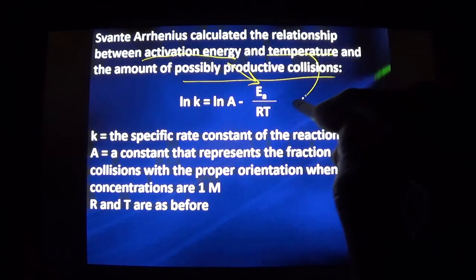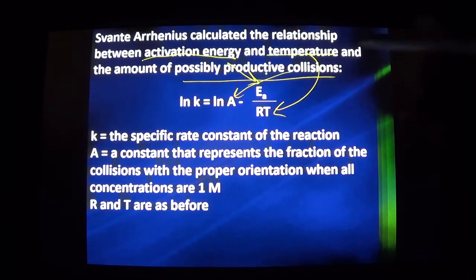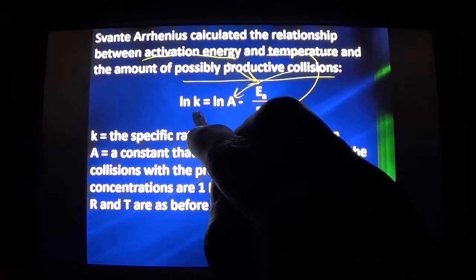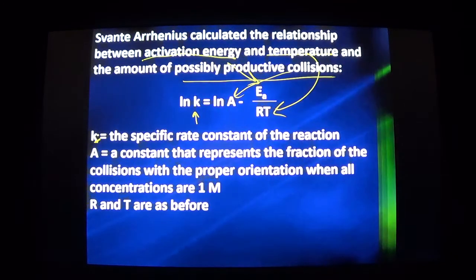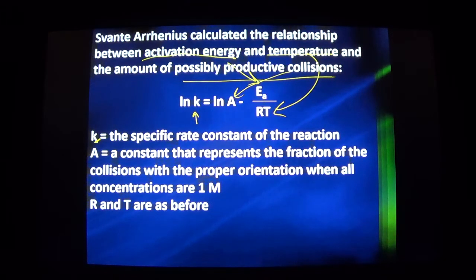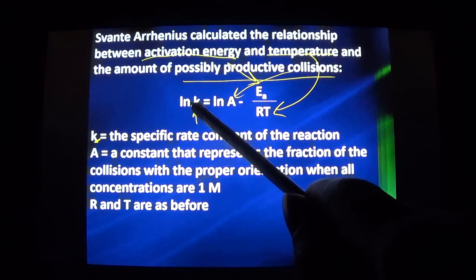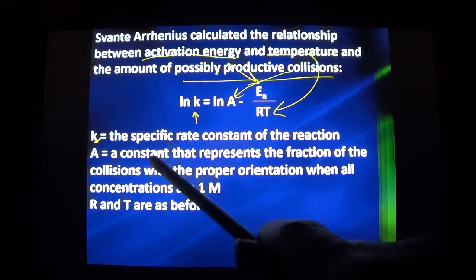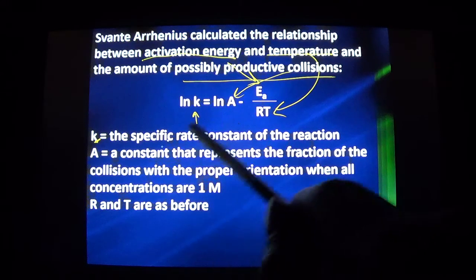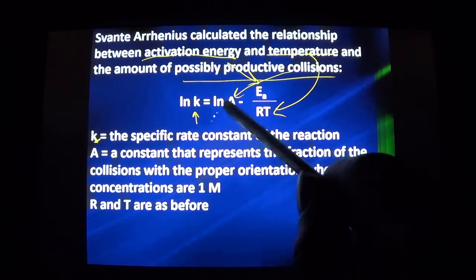Okay, so we have the temperature there, we have this possibly productive collisions going on there, and so k is our rate constant, and it's going to be important that you always view this chapter as lowercase k for your rate constant. What are we trying to say? We're trying to say that the rate of the reaction is going to be some constant that represents the fraction of the collisions that will have the proper orientation when all concentrations are 1 molar. That's a lot to say.